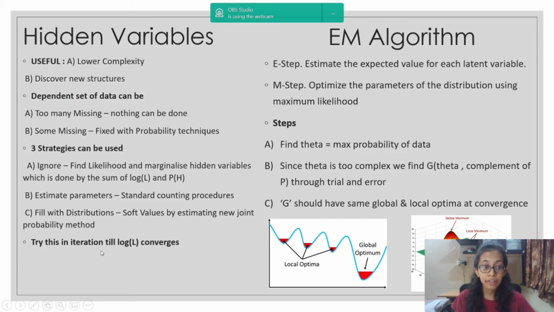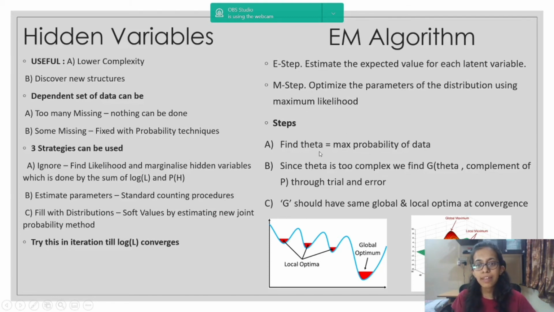Now try this in iteration till log L converges. I'll explain what converges is in the next part, but we have to keep on repeating these strategies till we get the maximum likelihood. Converges is basically when we find a max value after which the logarithm starts reducing again. Now the EM algorithm has two things mainly in it, the E step and the M step. The E step is estimating the expected value for each latent variable, and M is optimizing the parameters of the distribution using maximum likelihood. Optimizing the parameters basically is iteration until we find a good value.